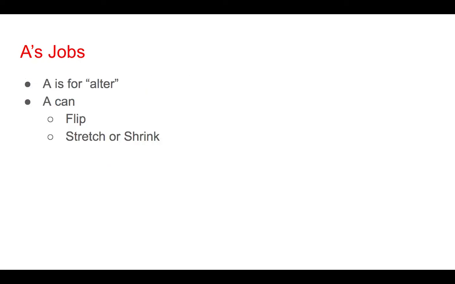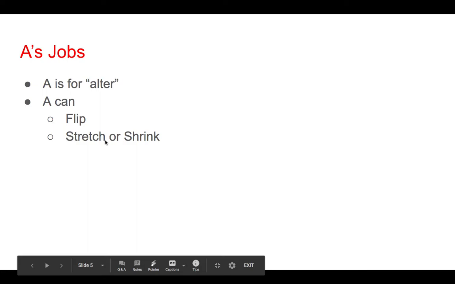Okay, we're going to talk about A's jobs today. So I think you wrote this down. You should have written this down already because I briefly went over it. And I told you A is for alter. Okay, that's our key word here. A is for alter. So A can flip, and then A can stretch or shrink. So there's kind of 3 things we'd want to be looking for here. Stretch and shrink kind of go together, but those are the three things that go along with A.